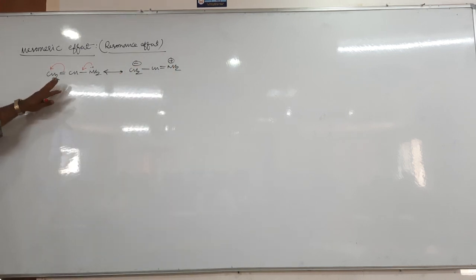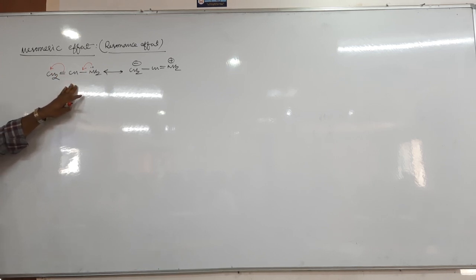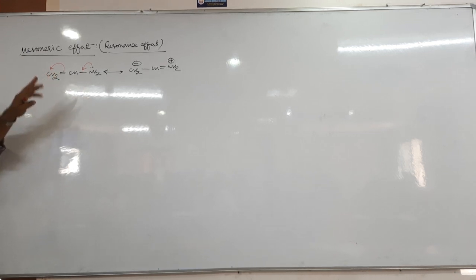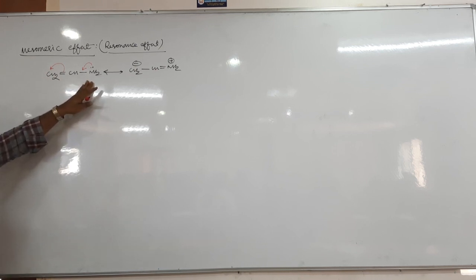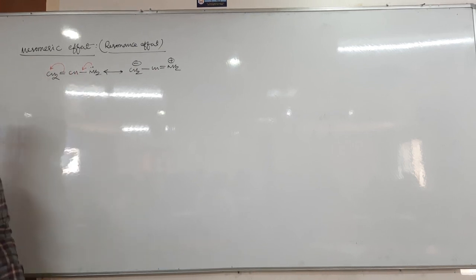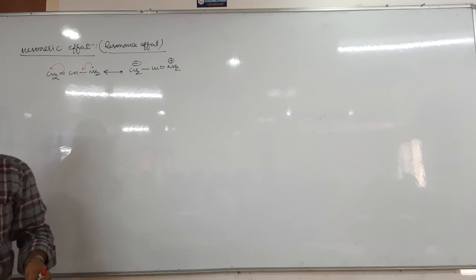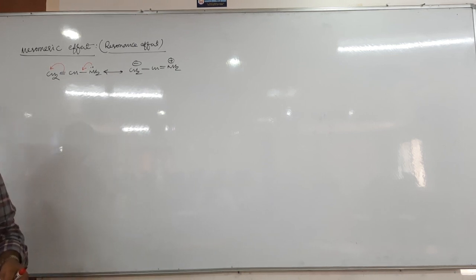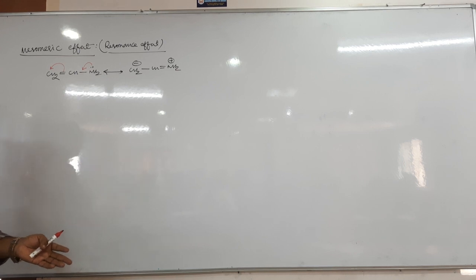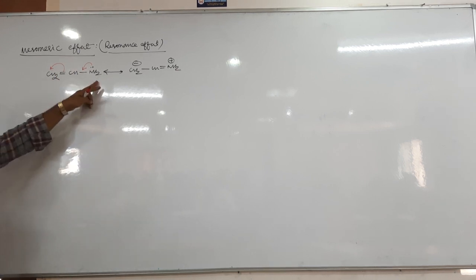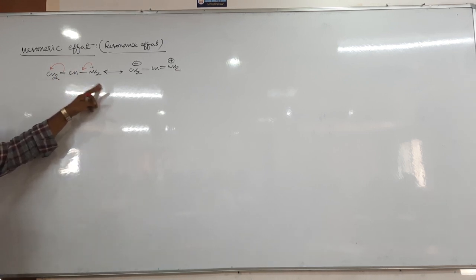Tell me, is there any polarity in the first molecule? The meaning of polarity is that there should be a positive and negative charge. It may be partial, it may be complete. Is there any charge on this molecule? There is no charge. It means the first molecule does not have any polarity, but the second molecule has polarity. This polarity is produced due to what? Displacement, right, nothing but complete transfer. Displacement of what? Pi bond as well as lone pair.